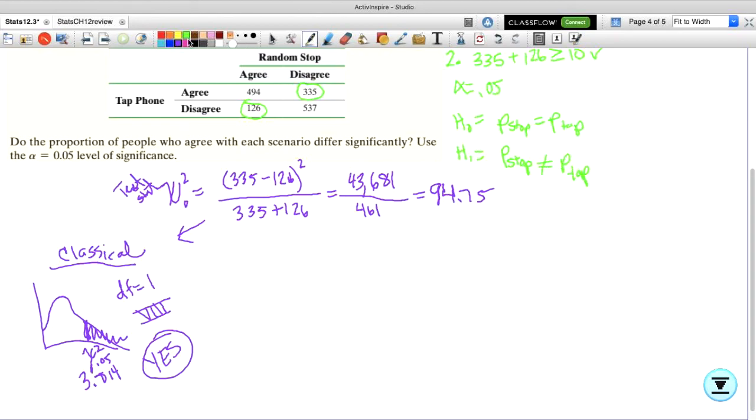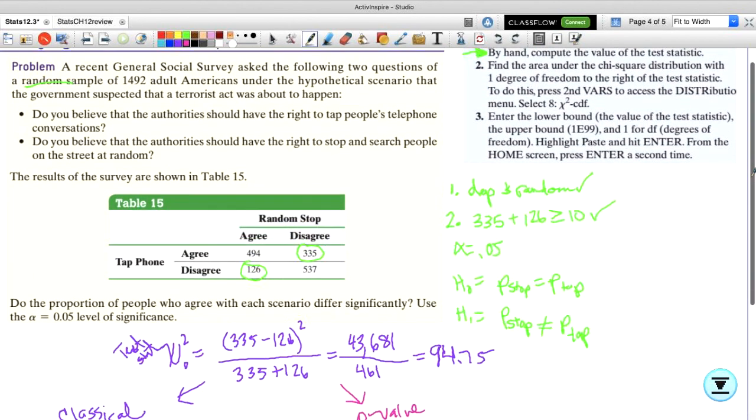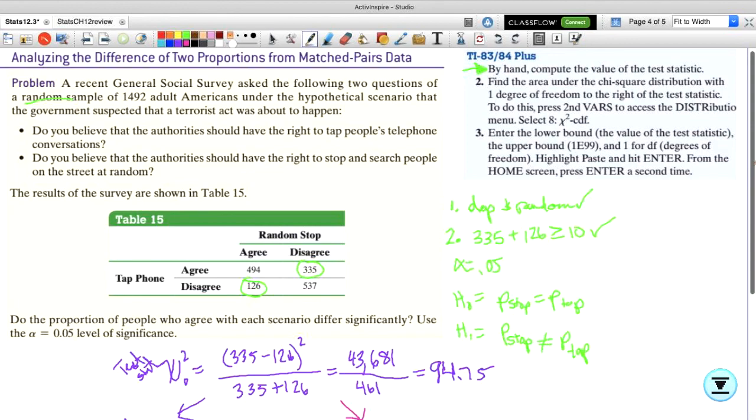If we were doing our p-value, and like I said, I actually feel like this is a little more work. I don't care if you do both; on your assessment, you'll get bonus points. If you only do one or the other, that's fine with me.